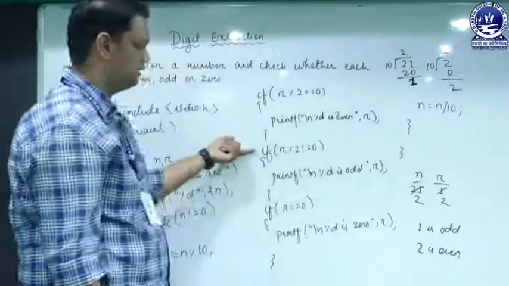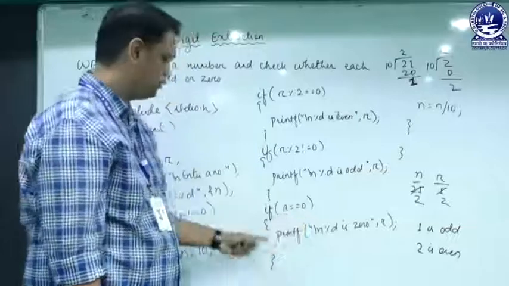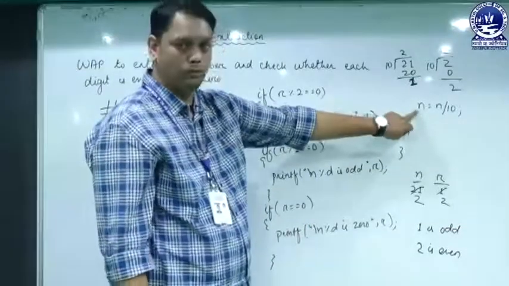Now it will come to this condition. 2 is not divisible by 2, false. 2 is equal to 0, false. So it will not enter over here. Now it will come to this location.